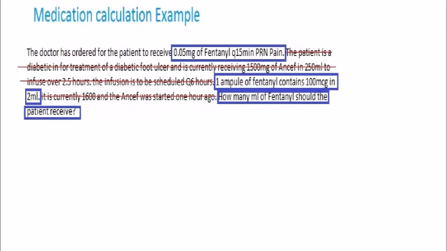So on this next slide, I just highlighted everything so it's a little bit easier to see. The next question is how do we put all this together? So we just use the same algorithm that we've been using so far, which is D over A times Q. The only other confusing thing in there might be the 1 ampule versus fentanyl contains 100 micrograms per 2 mLs. So we're still going to use just the 100 micrograms in 2 milliliters. The 1 ampule is once again another distractor meant to try and confuse you.